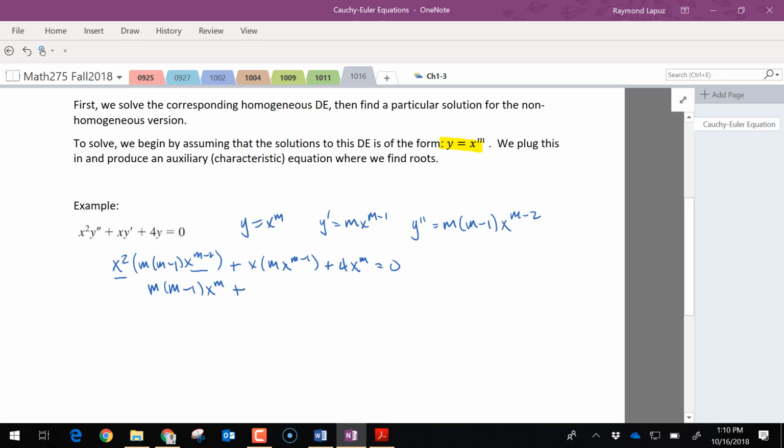And you should look at that, understand it, feel comfortable with it, because we're going to do this with series a lot, matching the x powers and stuff like that.